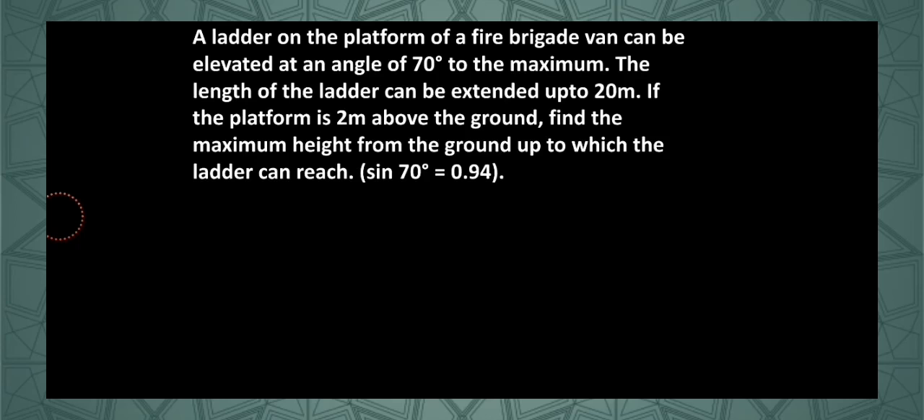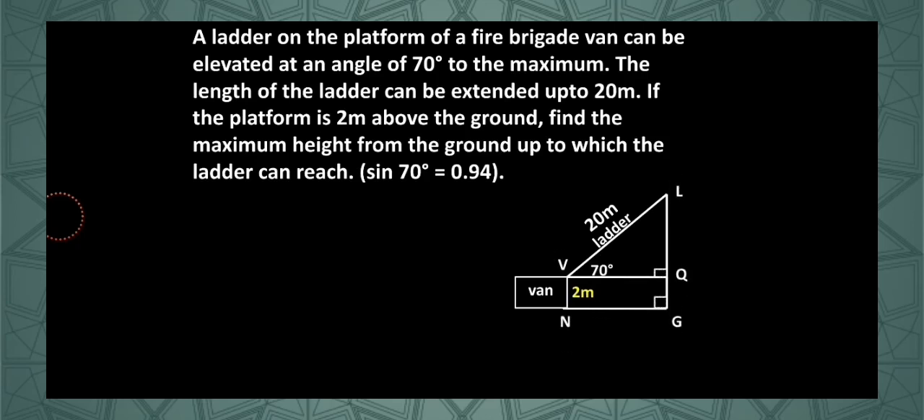Here it is the van, whose platform is 2 meters, and here it is the wall, you can say, and the ladder that is 20 meters in length can reach the top of the wall. This is the ground level, and I need to find the distance LG, that is the height up to which the ladder has reached. So this is the description of our sum. The angle of elevation made by the ladder is angle LVQ, that is 70 degrees.